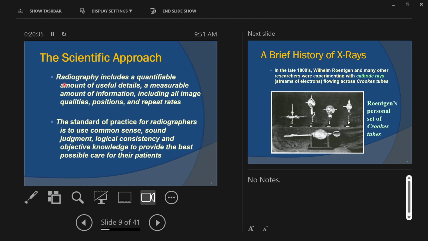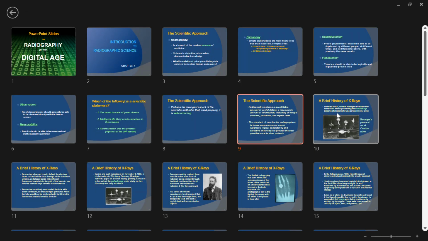All right, so radiography as a branch of science includes a quantifiable amount of useful details, a measurable amount of information, including things like image quality, positions, repeat rates. The standard of practice for radiographers is to use common sense, sound judgment, logical consistency, and objective knowledge to provide the best possible care for our patients. So we try to put these things into real practice for our patients.